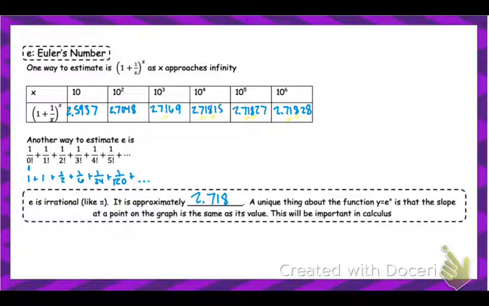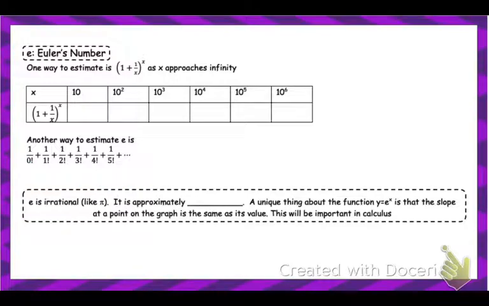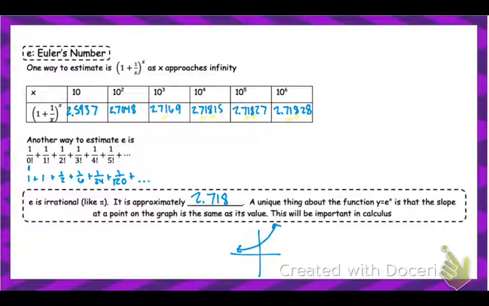Something that's unique about e, and this will be really important going forward: e to the x is going to look like your exponential function. If you take any point on that graph, let's say we take this point right here, and find the slope of the tangent line at that point, the slope of that line is going to be the exact same as the y-coordinate of that point. And that's going to be true for any point on that graph. That's a really unique thing about that graph that's going to be helpful for you guys in calculus.